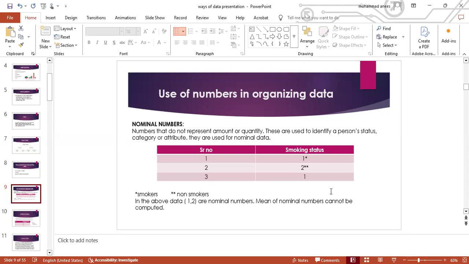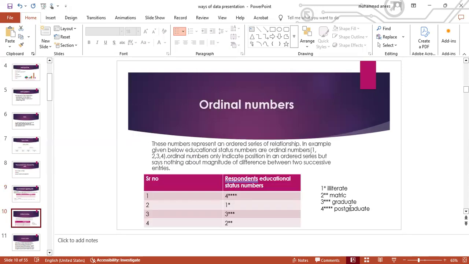For example, a table is shown, in which one column has a serial number and the other column shows the smoking status of that person in the form of nominal numbers. Serial number 1 has the smoking status of 1, 2 has 2, 3 has 1. At the bottom, we can see that 1 shows smokers, and 2 shows non-smokers. So these are the nominal numbers. One important thing is that the mean of nominal numbers cannot be computed.